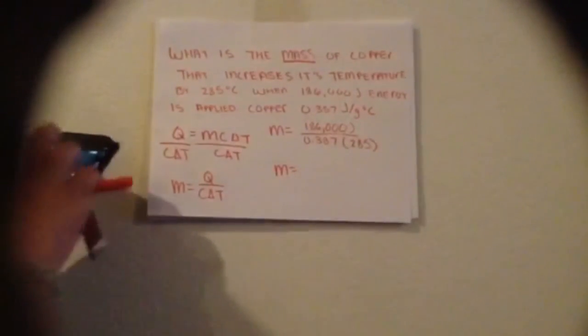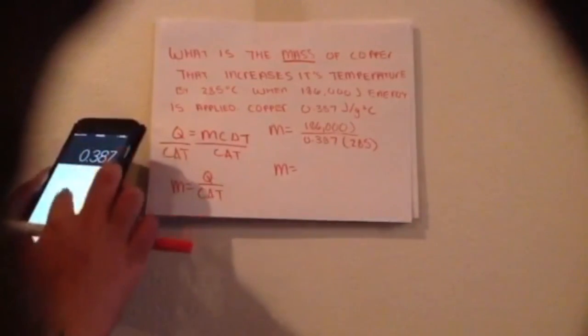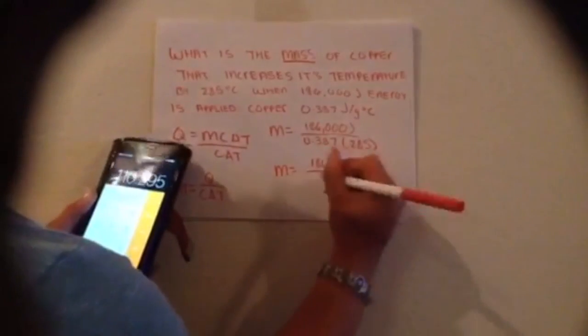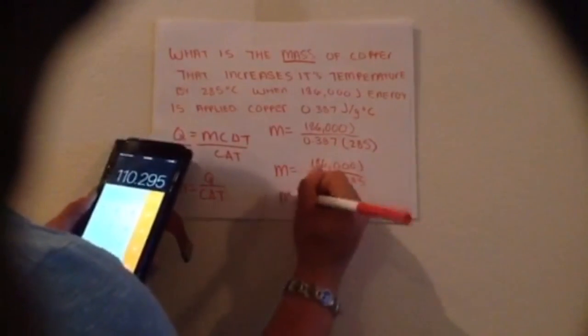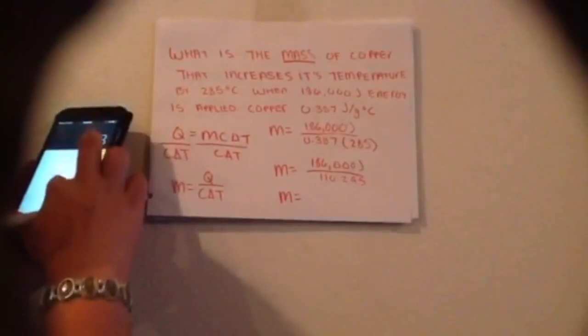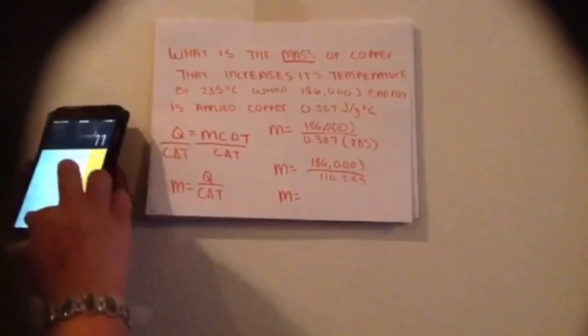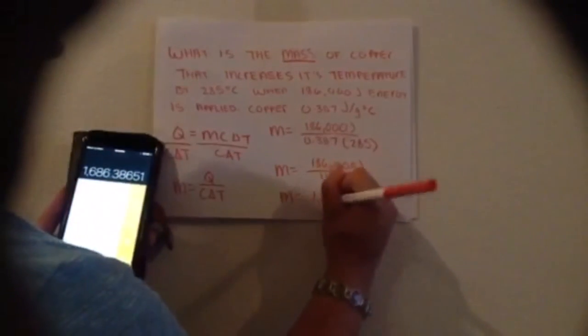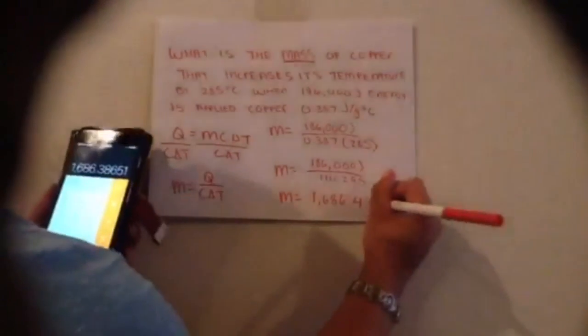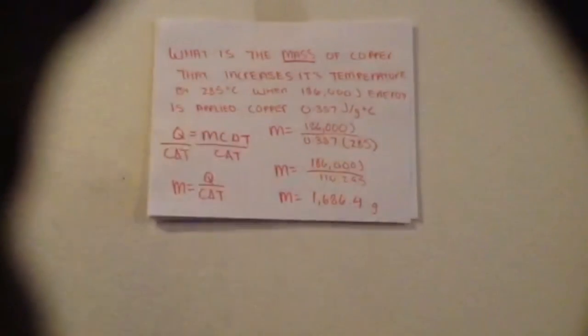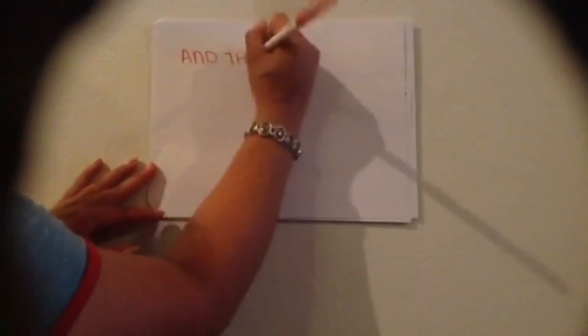So we're just going to use the equation to find the mass, plug in the variables and put them on top of each other. And we're going to multiply the bottom half together. We're going to divide it all together. And we're going to get 1686.4 grams. And that's the mass.